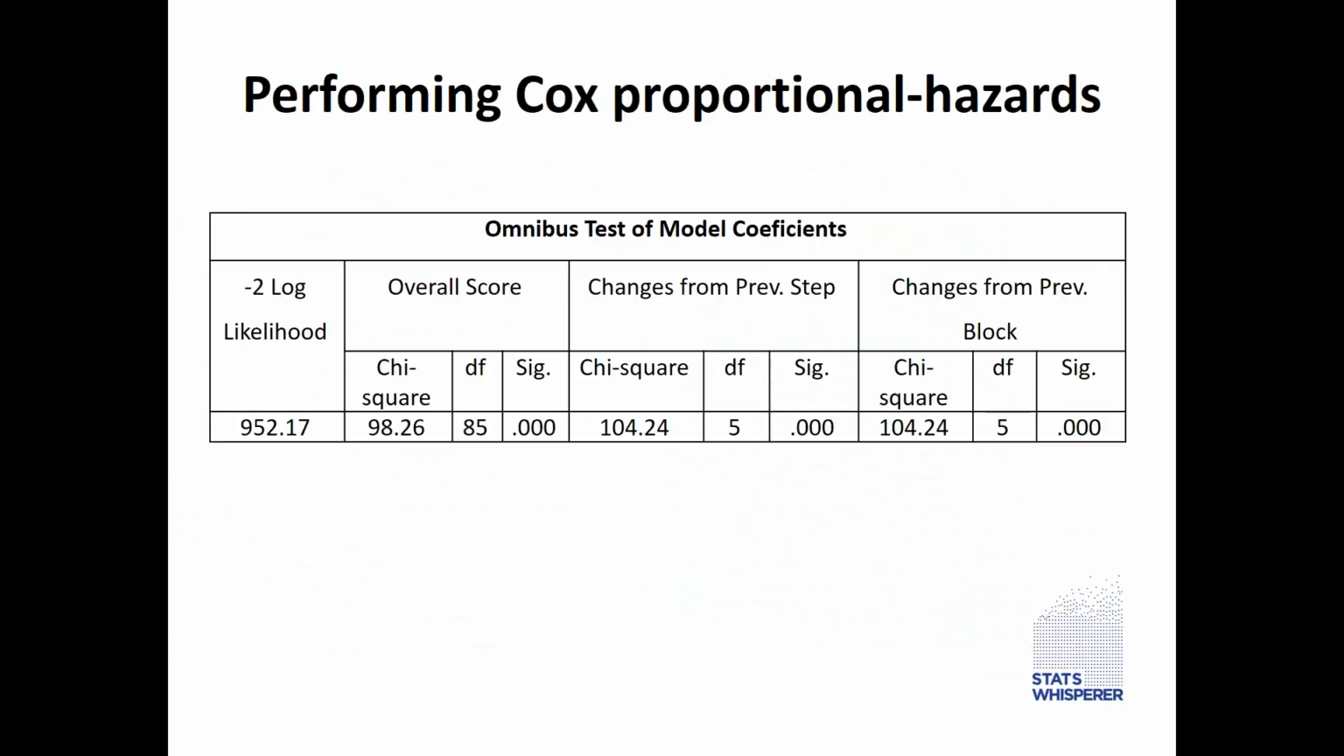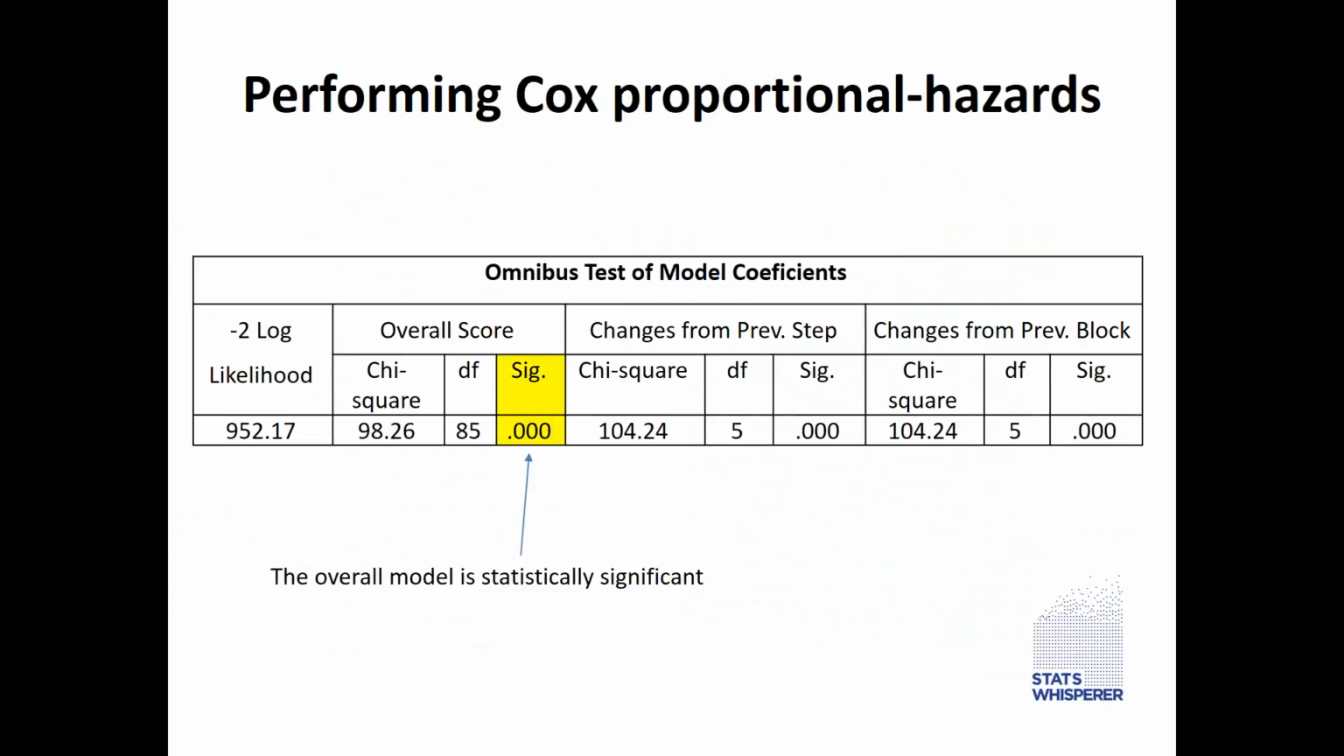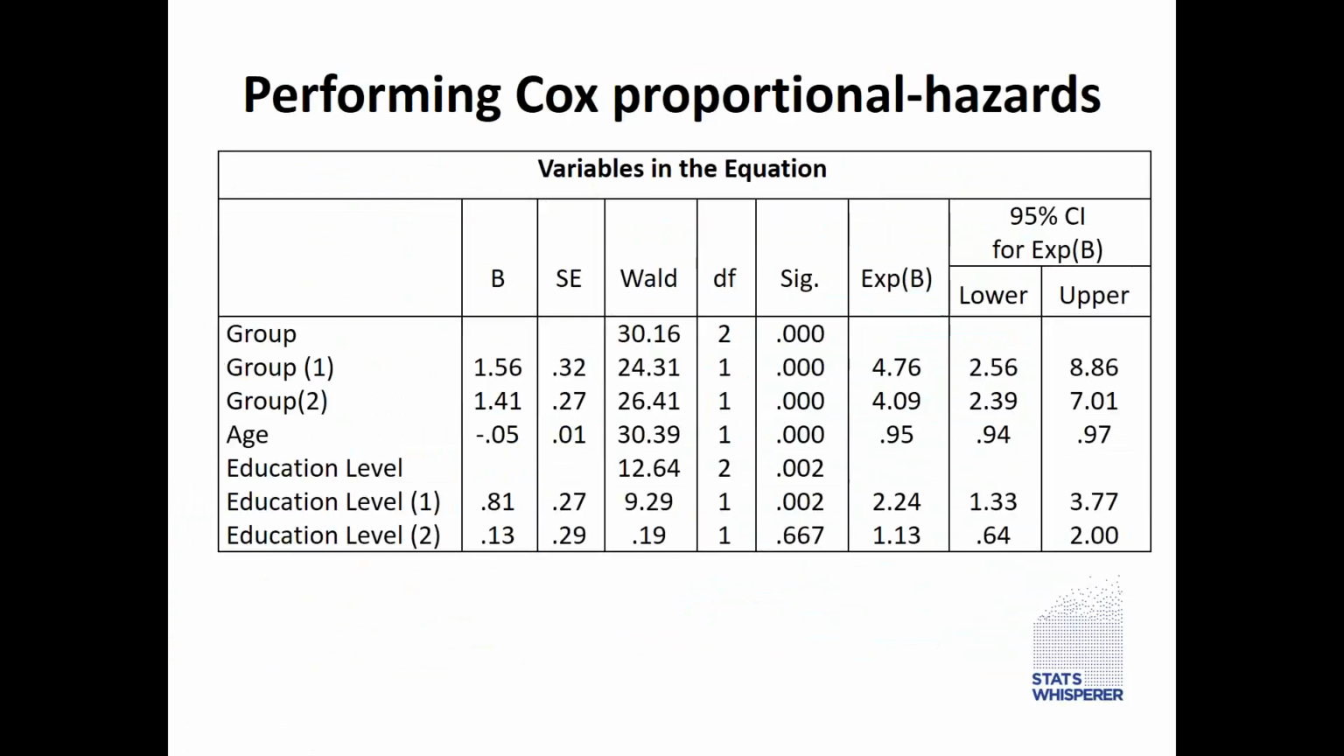Right, then we get the omnibus test of model coefficients. So that's going to tell us the statistical significance of the entire model. And what does it say? The overall model is statistically significant. So that's great news. So there is some significant difference between the survival curves and the predictors and the variables explaining the event, right?